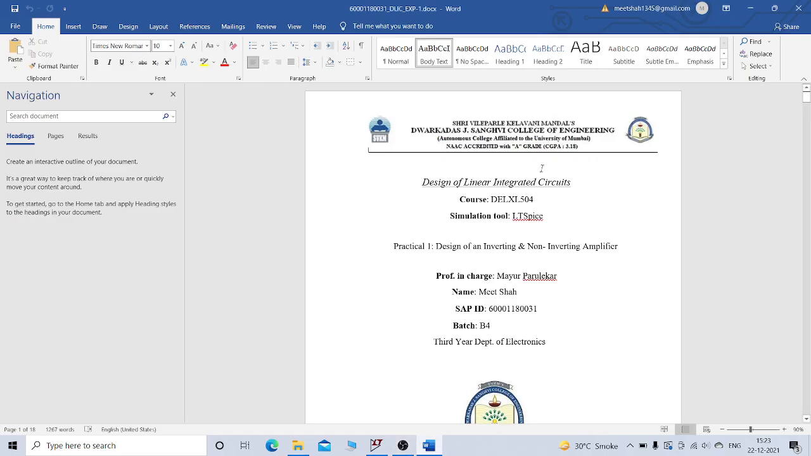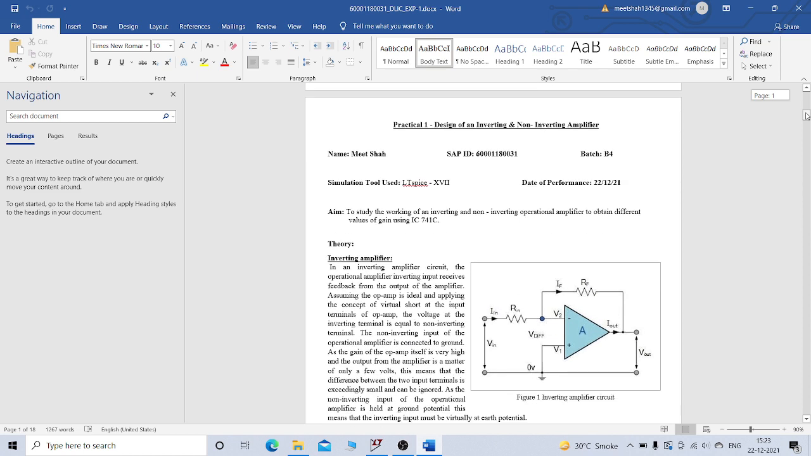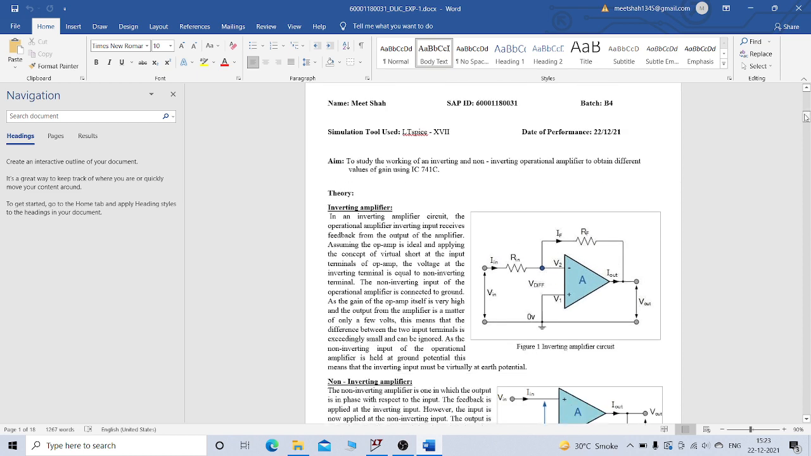Today we are doing the very first practical of the subject of design of linear integrated circuit, that is designing of an inverting and non-inverting amplifier. My name is Shah. My SAP ID is 6011800031 and my batch is B4. The simulation tool we have used today is LT Spice, and our aim is to study the working of an inverting and non-inverting operational amplifier to obtain different values of gain using IC 741C.